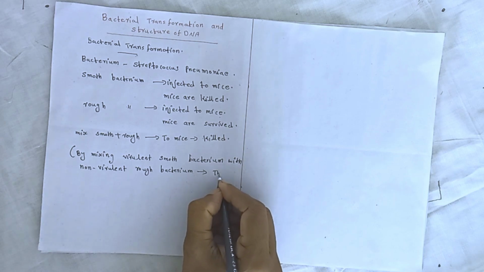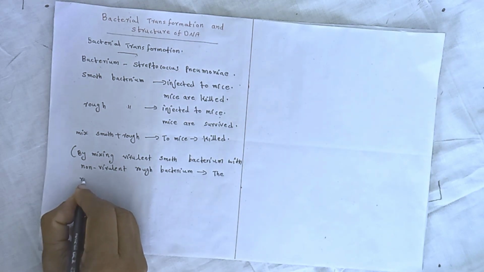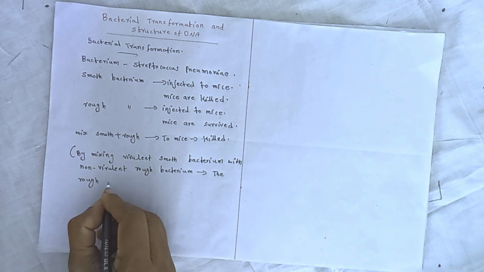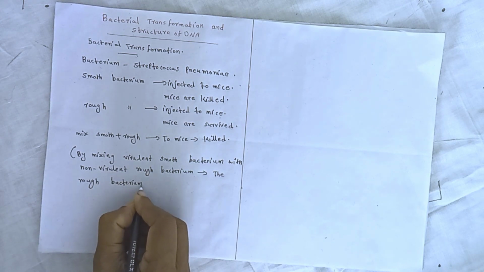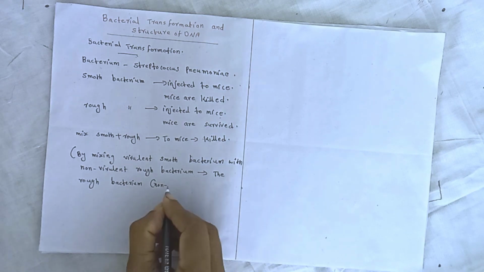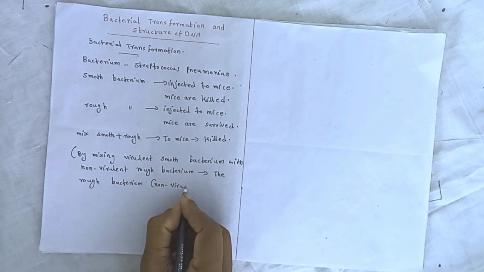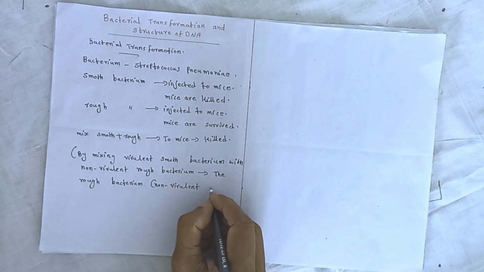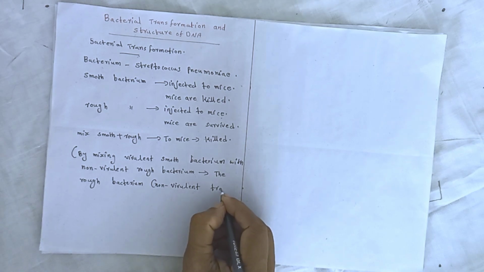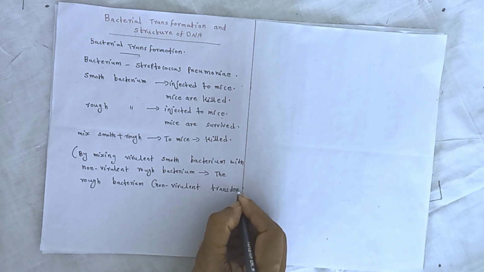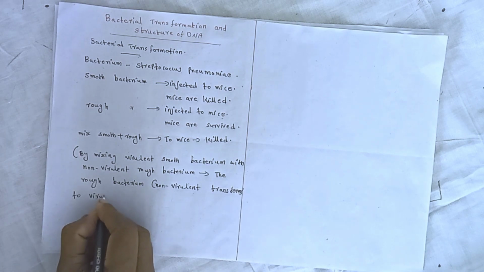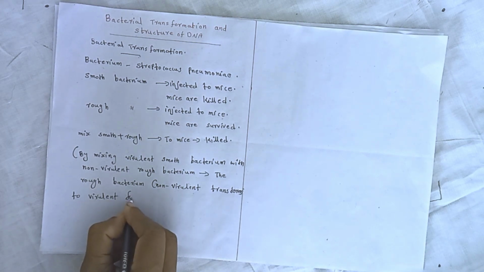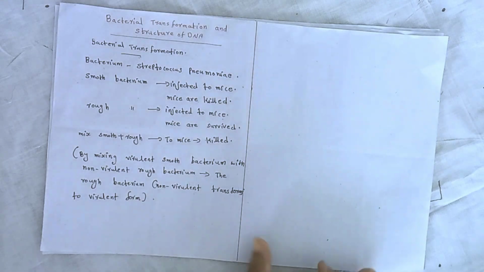The result: the rough bacterium, that is non-virulent, transforms to the virulent form. That is known as bacterial transformation.